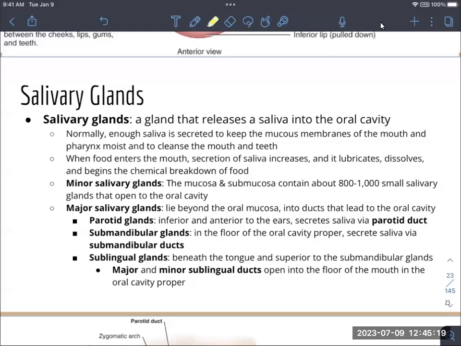So when food first enters your mouth, the secretion from these salivary glands increases because we want to make sure the mouth is moist enough. When food comes in contact with the saliva, it helps to dissolve that food, and it even begins the chemical breakdown of food.